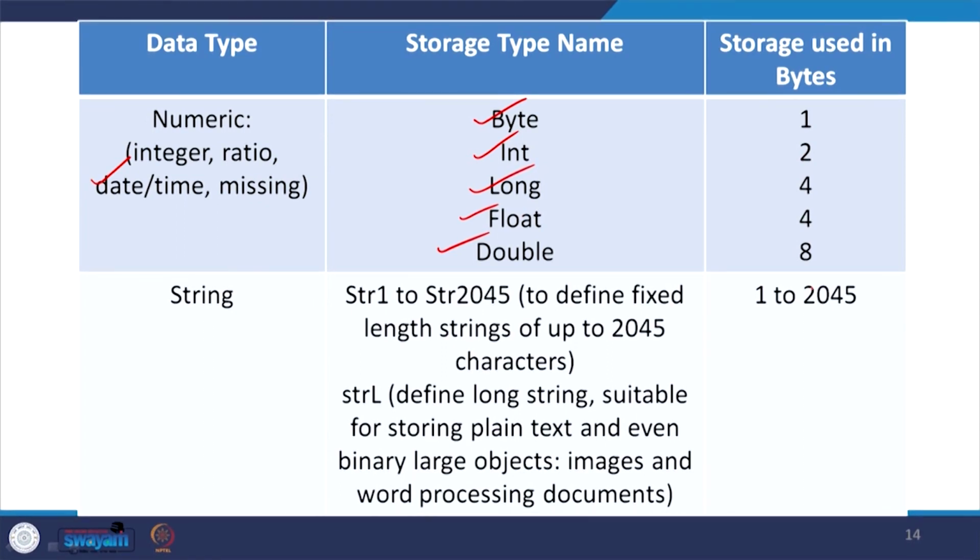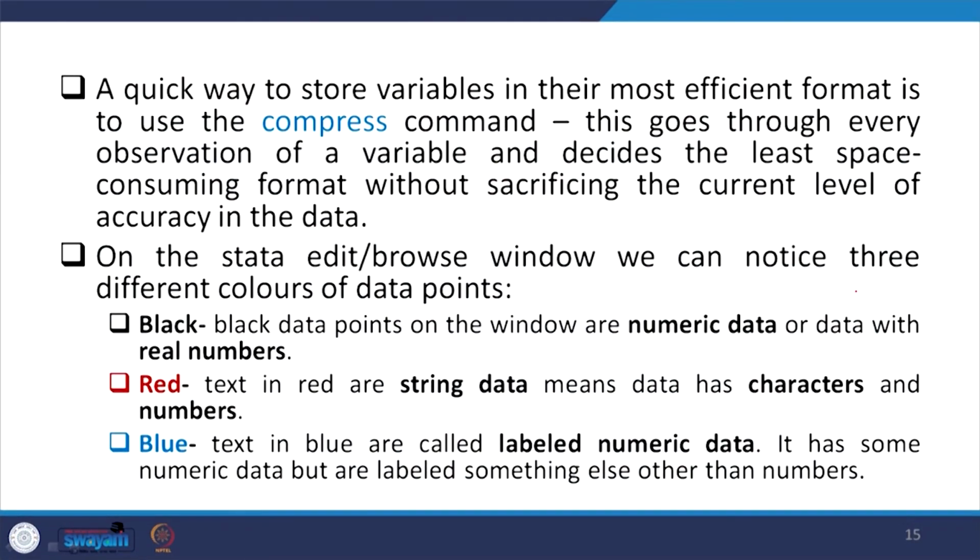Whereas in string data, strings vary from 1 to 2045, which defines a fixed-length string of up to 2045 characters, alright. So, it consumes up to 2045 characters. If it is a long string, then it comes as strL, okay, and this is generally suitable for storing plain text, even binary large objects as well, images and word processing documents.